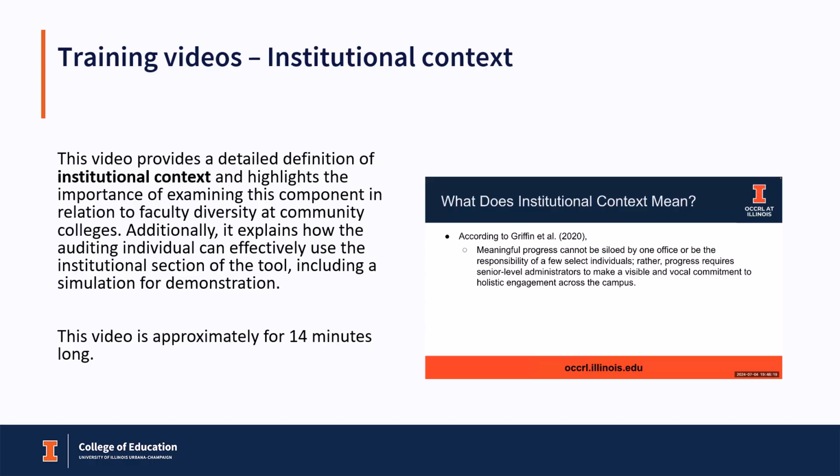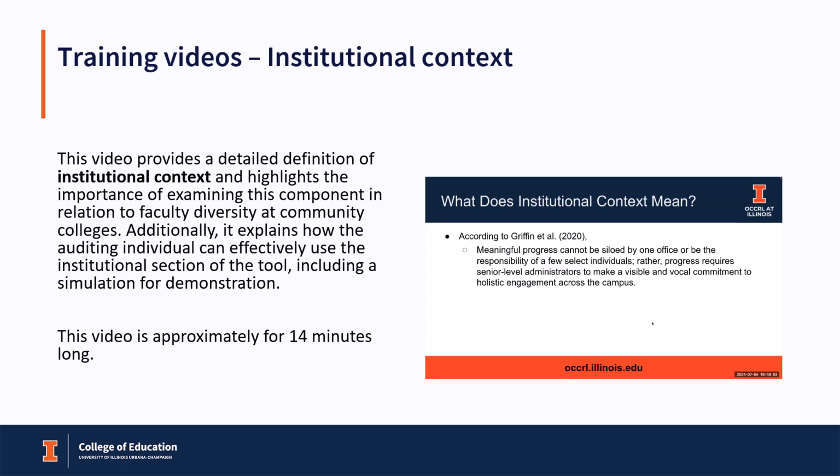So, meaningful progress on issues of DEI cannot be accomplished by only one office or only a few select individuals. Rather, progress requires senior level administrators to make a visible and vocal commitment to holistic engagement across the campus. This can come in the form of appointing a chief diversity officer, including commitments to DEI in statements and strategic plans, and assessing or developing strategies to address campus climate issues.